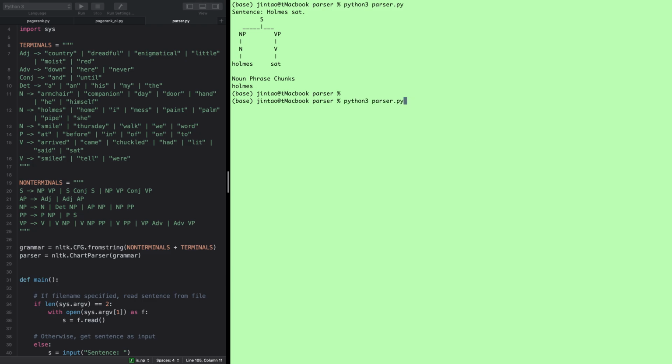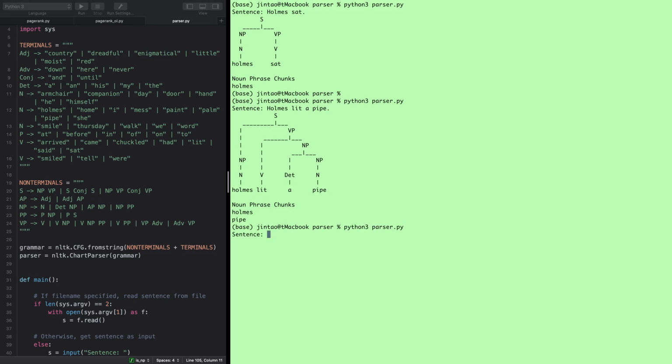Let's try the second one. Yeah, this is also easy to understand and has no ambiguity at all. Let's try the third one.